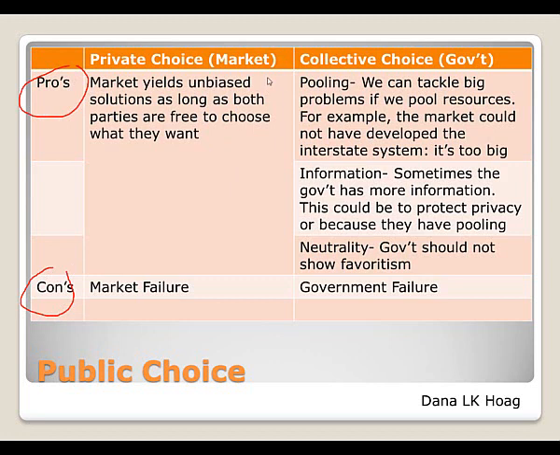If you look at the pros of a market, the idea is the market yields unbiased solutions as long as all parties are free to choose what they want. So for example, if I chose to be a basketball player and I'm only 5'6", the market lets me try. And some people actually make it, but most wouldn't. If the government chose what you got to do, it probably would say, you're not tall, you don't get to try that. So the market really is efficient because people get to try what they want. And as long as people have free choice, people aren't going to choose me for that basketball, then it's efficient.